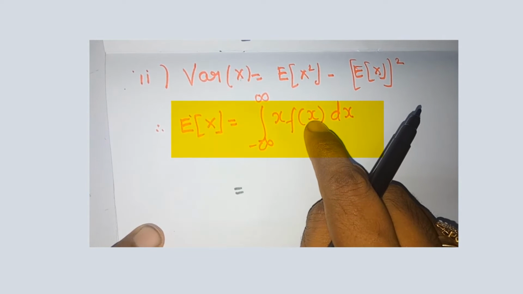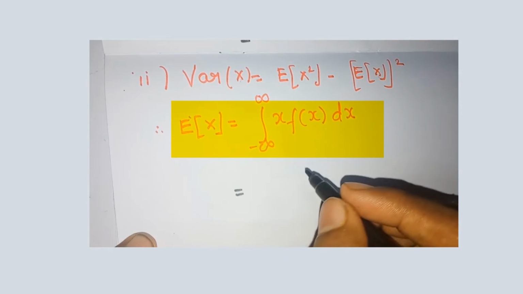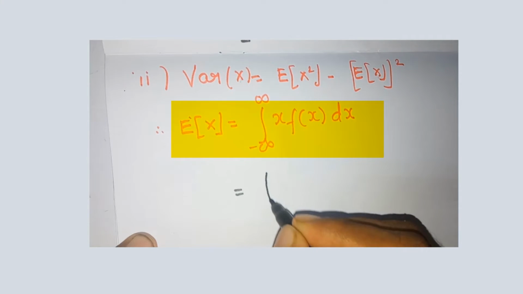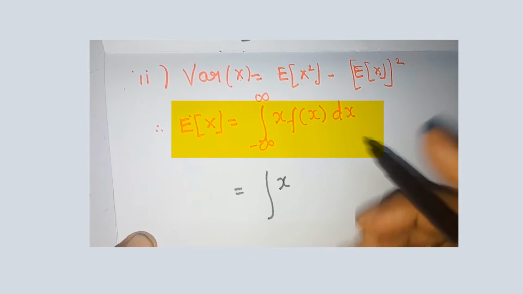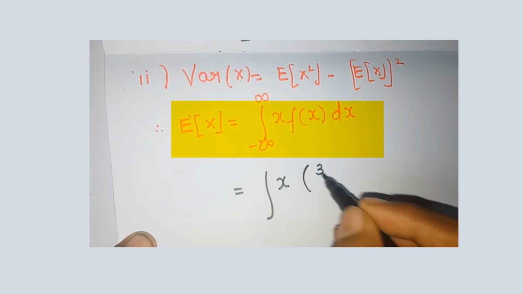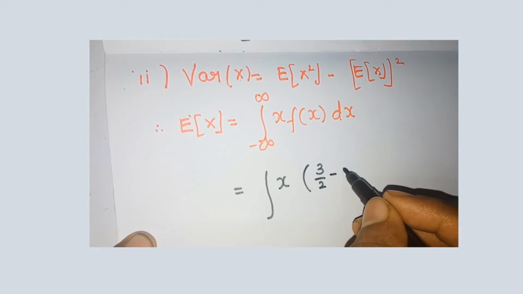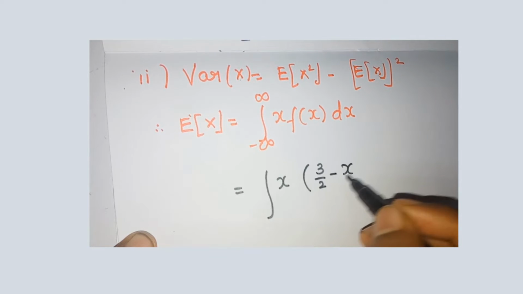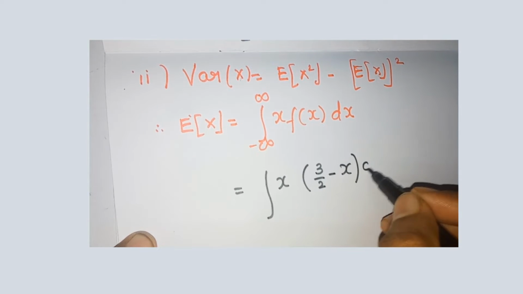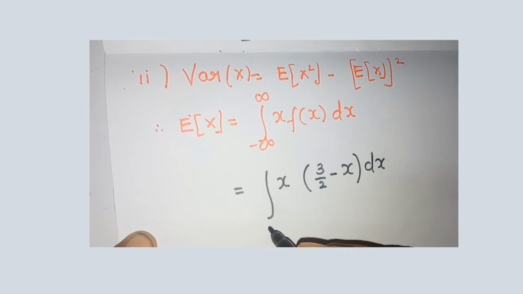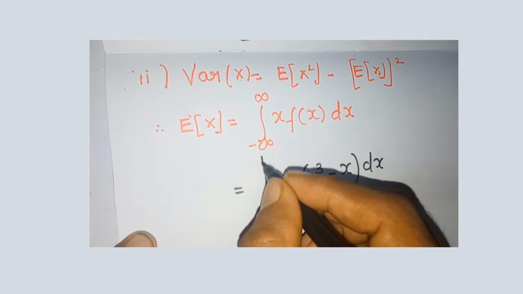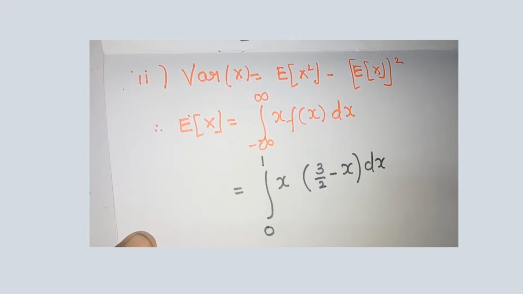What is the value of f of x? The value of f of x we have found is, this x is as it is, the value of f of x that I have obtained from my problem in the previous bit is 3 by 2 minus x. This dx is as it is. Now we are doing this with respect to x. What is the limit of x given in the question? From 0 to 1.